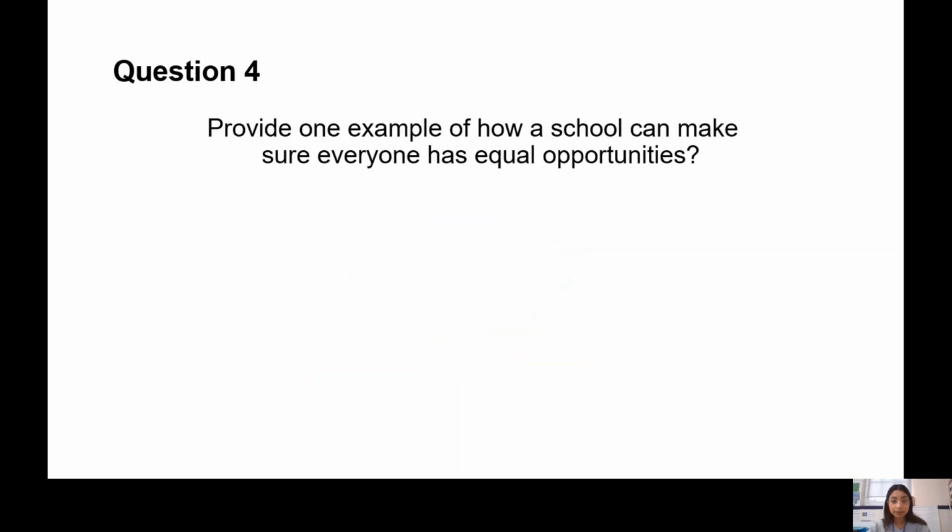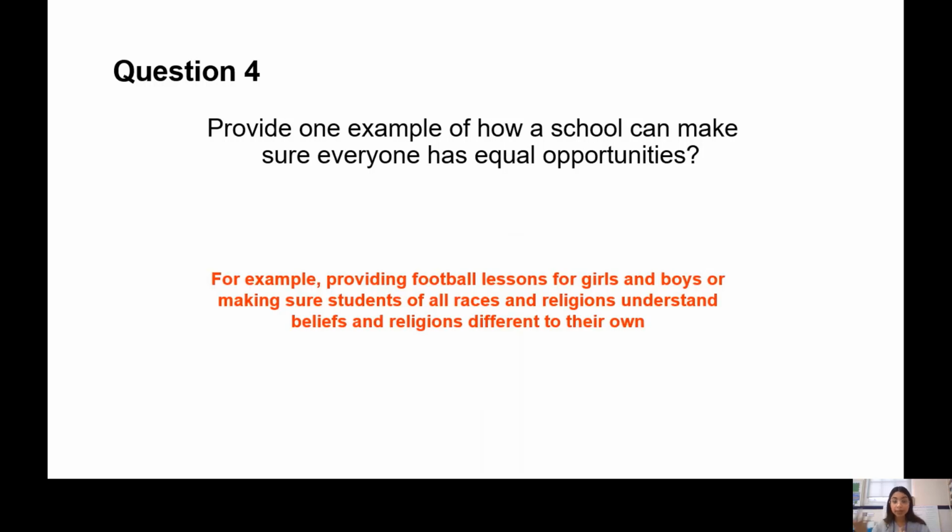Number 4, provide one example of how a school can make sure everyone has equal opportunities. For example, like I said, providing football lessons for girls and boys, or making sure students of all races and religions understand beliefs and religions different to their own. Also, for example, subjects such as science, they're not just for boys to do. Girls are also studying these subjects as well. Maths, whereas before, as we learned in history, a lot of boys, when they would go to boarding school, would do the boyish subjects such as maths, fencing and these sort of subjects, whereas girls would learn about etiquette and things like that. Whereas now it's not like that. We have a curriculum that we all follow. It's not just for boys or just girls to follow, everyone follows it, which allows us to be a school displaying equality.